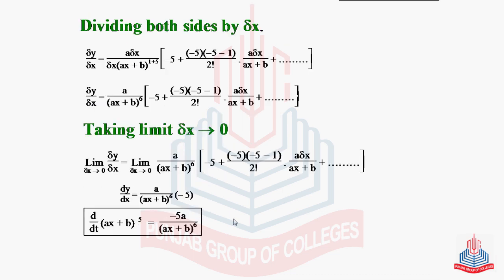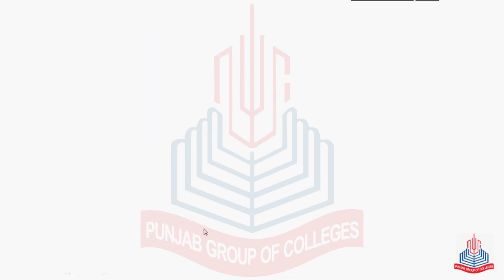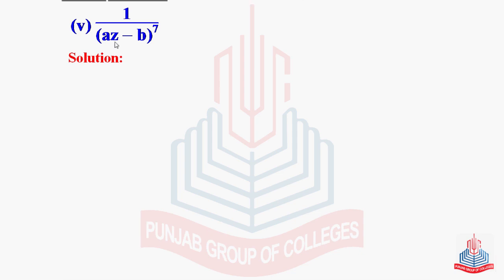Now this one is the required derivative of the given function ax plus b raised to the power minus 5, which is minus 5a ax plus b raised to the power 6. The fifth and last part is 1 over az minus b. Almost the same thing, but with the little change that the independent variable is z instead of x. In part 3 that was t, and in part 5 that is now z.